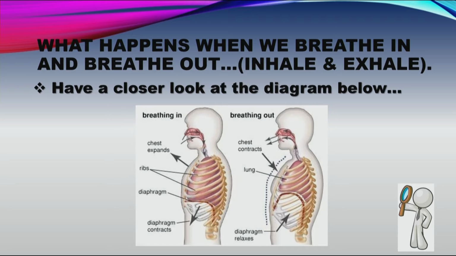I want you to have a closer look at the diagram below and study it carefully as I go through it. When you're breathing in, your chest expands, meaning it moves outward together with the ribs. This is when you were jumping, you felt your chest grow all of a sudden. But your diaphragm contracts and goes down. However, when you breathe out, you take the air out of your body, your chest contracts, and so do the lungs. However, the diaphragm relaxes, so it helps to remove the air out of your body. This process continues as you breathe in and out.